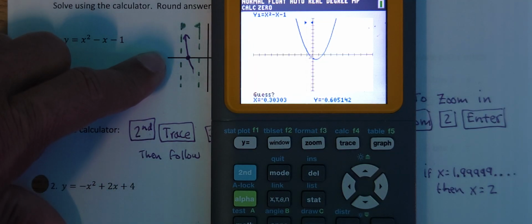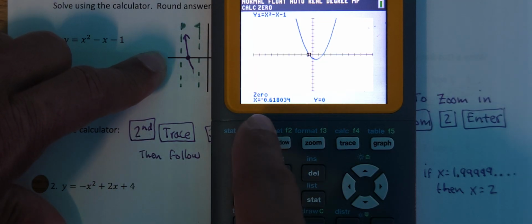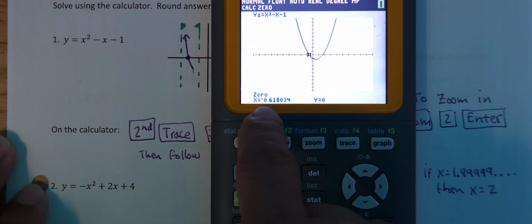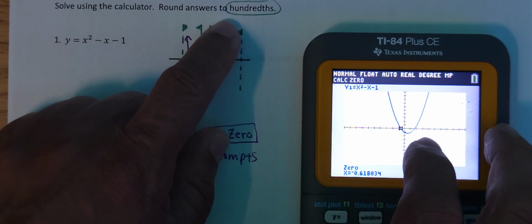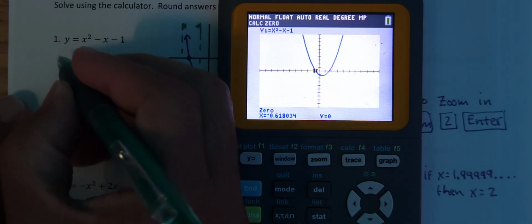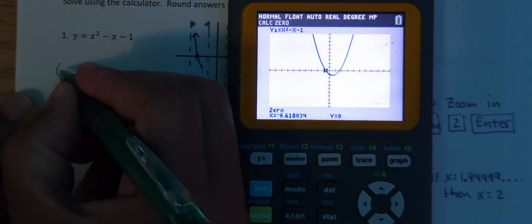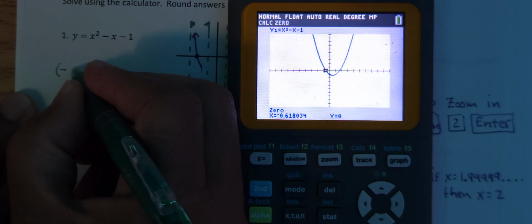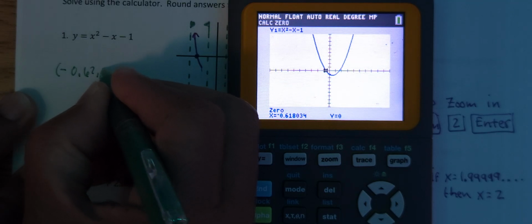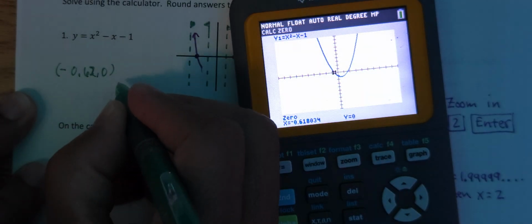Okay, so then I'm going to press enter again, and then it says that the 0 is at negative 0.618. Since I'm being told to the nearest hundredths, that means 2 decimal places. So I'm going to say that one intersection happens where x is negative 0.62, and y is 0. Okay, so that's one point of intersection.